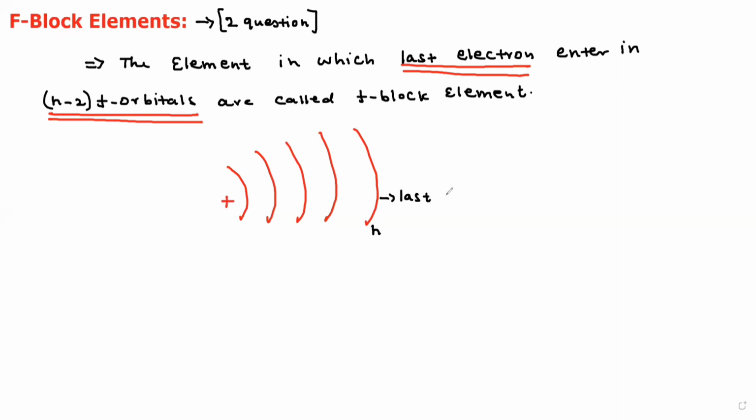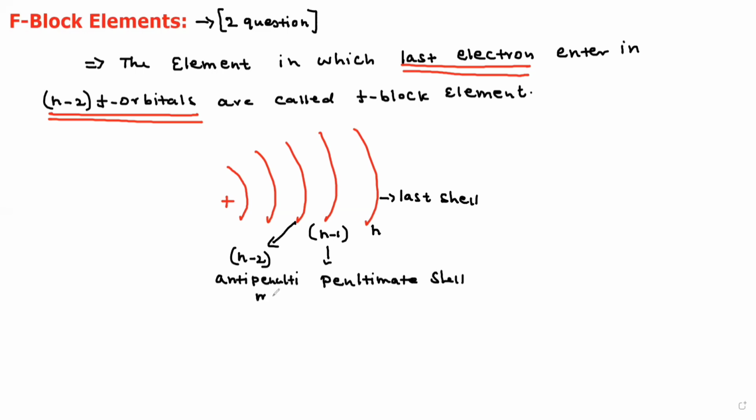This is the last shell. This is n-1, the penultimate shell. Very important, penultimate shell. This is n-2, the anti-penultimate shell. Now tell me, the f orbital is present in which shell?